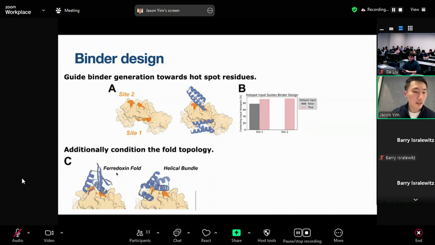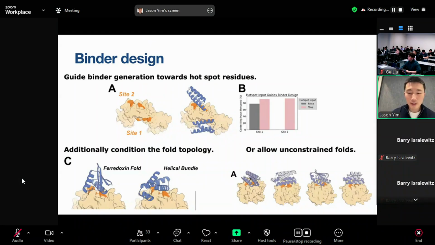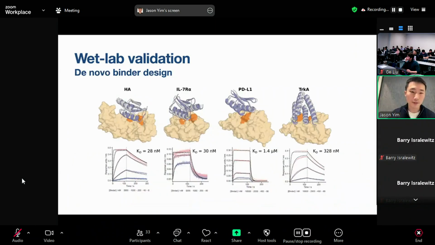The other thing is that you can also condition on the fold topology so that you can bind there, but you can also control what kind of protein you're doing. So here's a ferredoxin fold, and you can also just have it be a pure helical bundle. Or you can tell the model to come up with its own fold and generate, conditioned on the hotspot residues here. And then with the Baker lab, it was crucial to also test these out in the wet lab. So here's four proteins where we're also able to test the binding affinity, which is this KD metric.